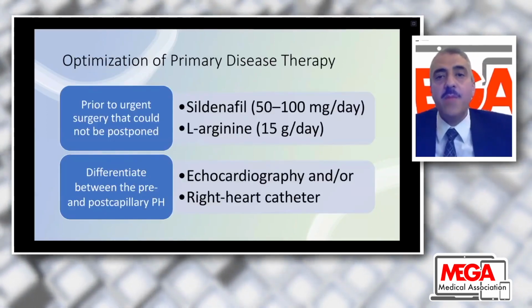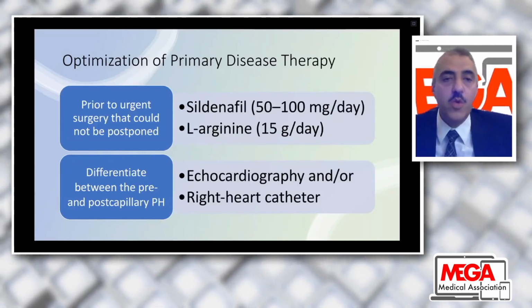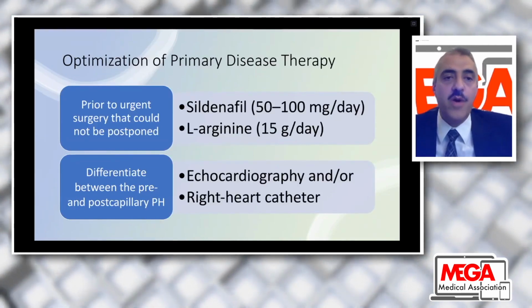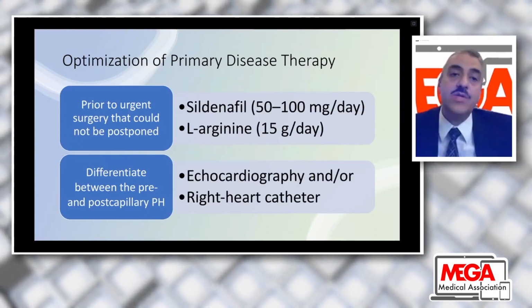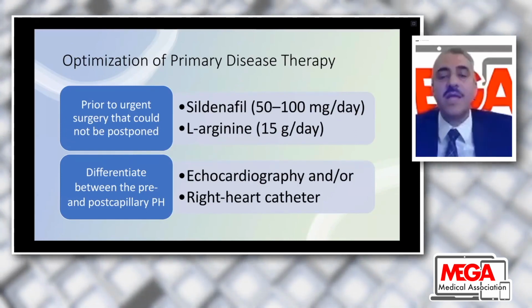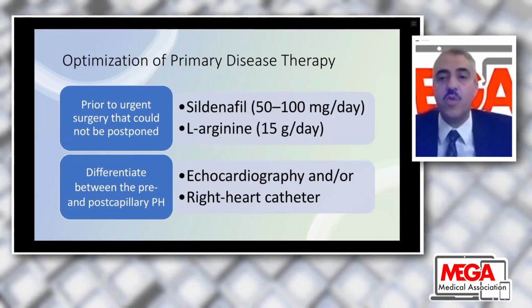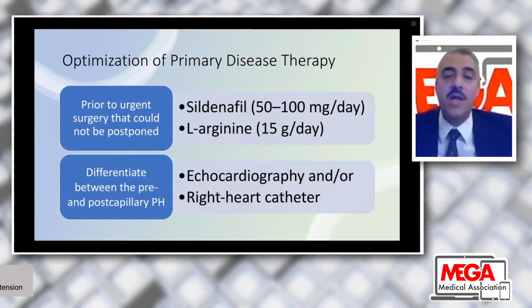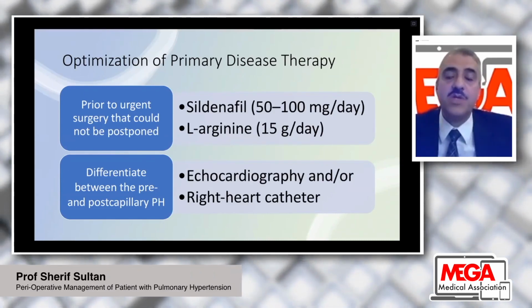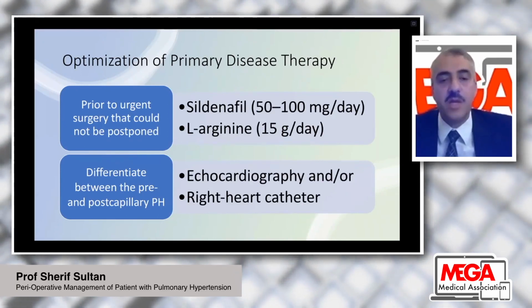We need to optimize the primary disease therapy before going to OR. If the patient has urgent surgery that cannot be postponed, we start at least sildenafil 50 to 100 milligram per day and L-arginine 15 gram per day as a precursor for nitric oxide.